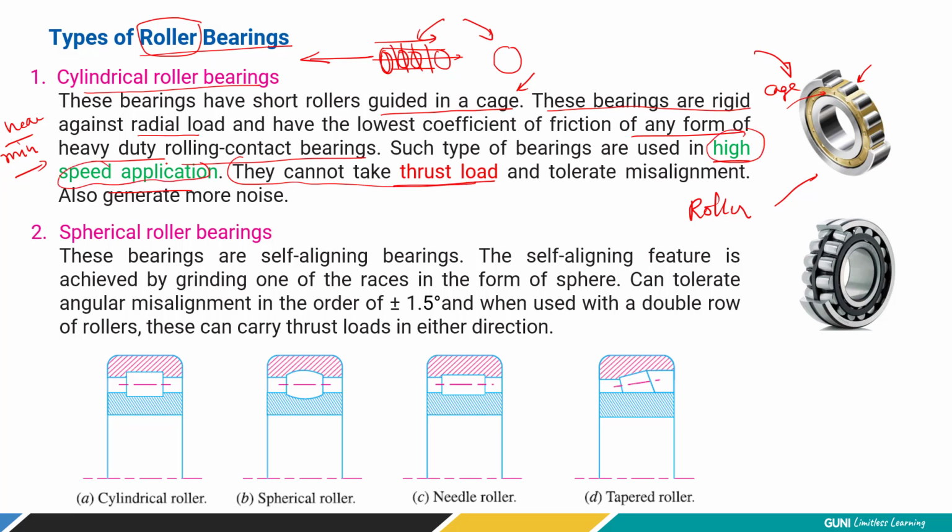Let's say an industrial application, rotating a yarn bobbin, where very high speed is required, 4000, 6000 rpm, right? They can use it there. But the disadvantage is they cannot take the thrust load. It is not designed for taking the thrust load. And they cannot tolerate misalignment. Even slight misalignment or misalignment due to the load is not tolerable by these bearings, because immediately there will be some deformation in the bearing and it will malfunction, right? It also generates more noise. This is again a disadvantage.